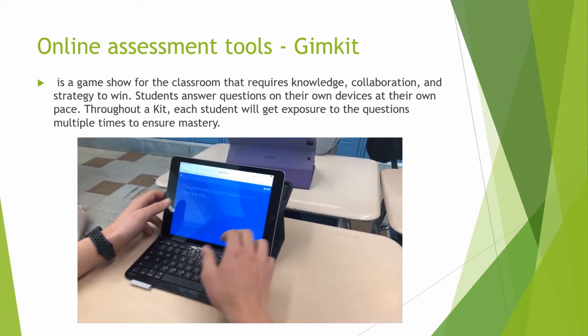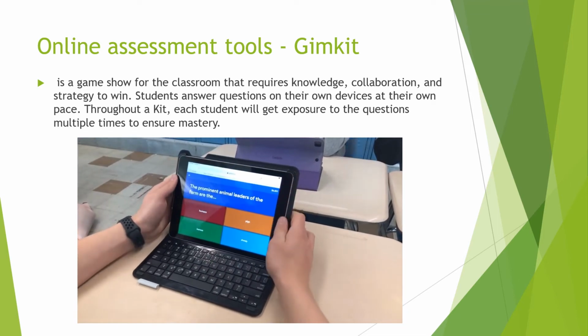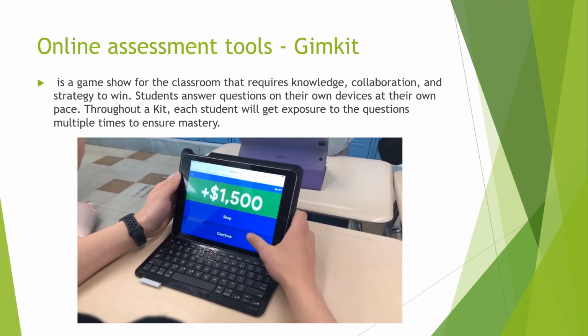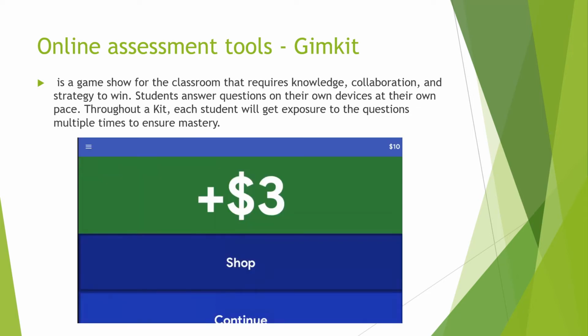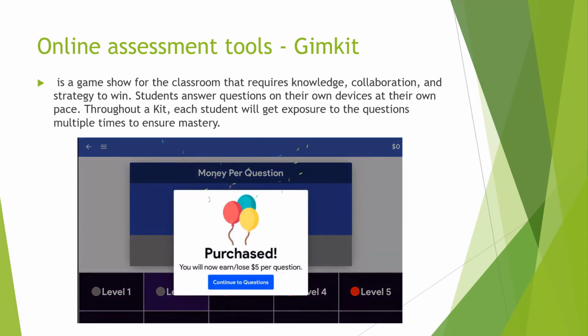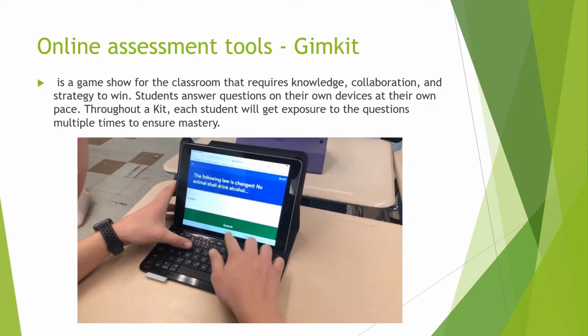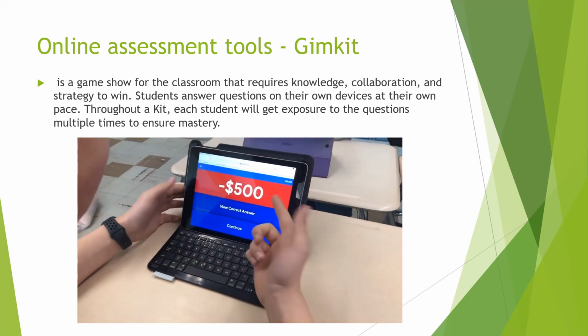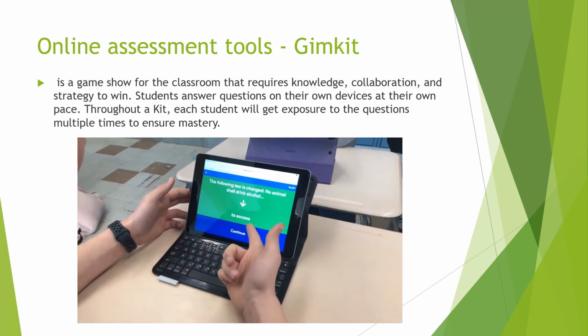Now, you actually can't buy any upgrades until you have at least $10. Once a player has at least $10, they can shop for upgrades such as money per question, streak bonus, multiplier, or insurance. Now, if a player gets the question incorrect, they'll see how much money they lost, as well as have the option to continue on to more questions or see the correct answer.